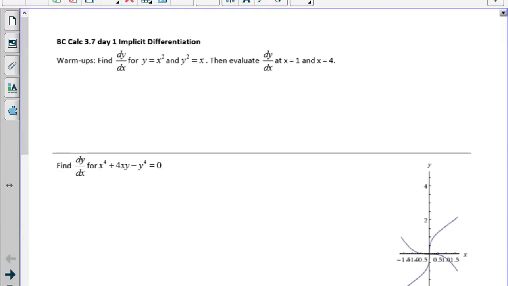These are the notes for day 1 of implicit differentiation. First, what I want you to do is try the warm-up. Try to find dy dx for both of these functions, then evaluate dy dx at those 2 points for x and see what you get for the slopes of those tangent lines.